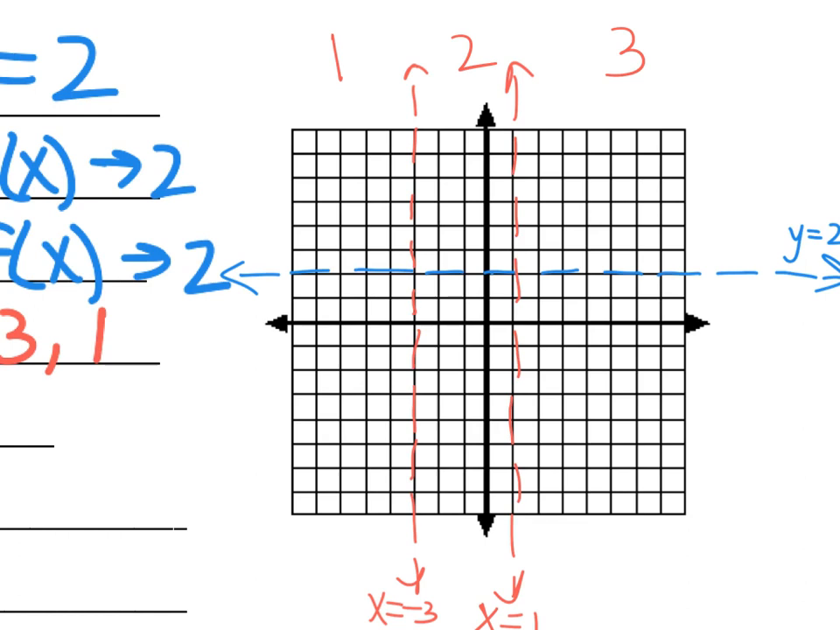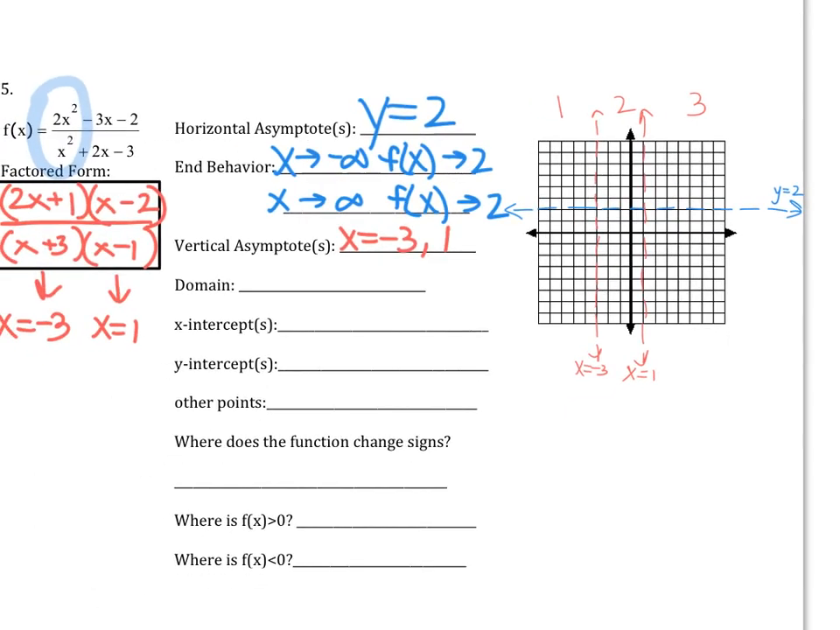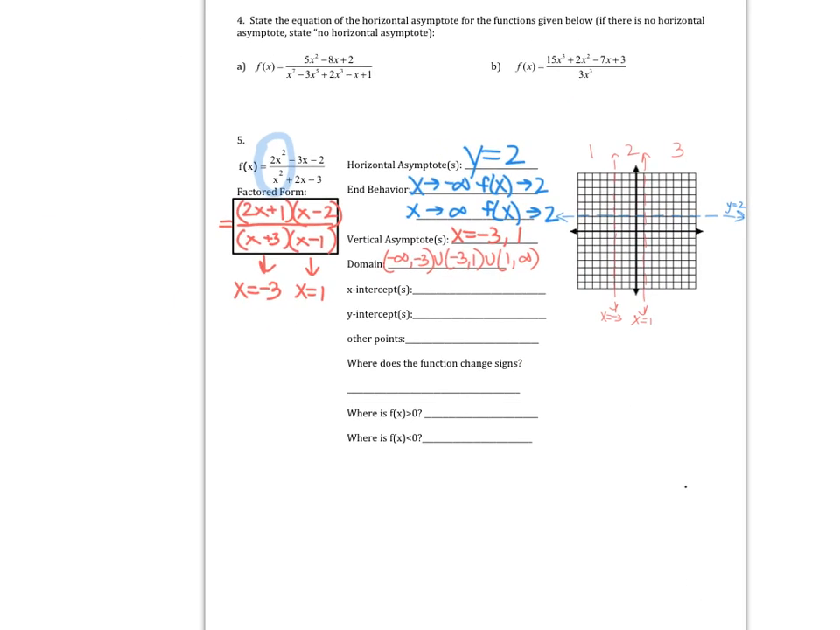When thinking about this as lane 1, 2, and 3, what's creating those lanes is your vertical asymptotes. So your domain is going to go from negative infinity to negative 3. Then you have a lane from negative 3 to 1. Then you have another lane from 1 to positive infinity. So that's what gives us our domain. So vertical asymptotes give you your domain. Your horizontal asymptote tells you your end behavior.